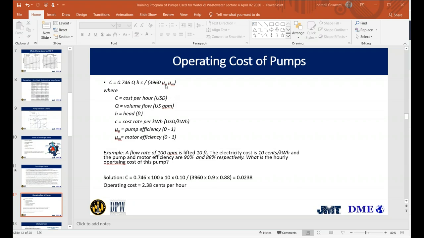The two efficiency numbers here relate to the motor efficiency and the pump efficiency, or you can have a combined efficiency number. So you can see right here with the numbers that we have in this example, 100 gallons per minute, head of 10 feet, electricity unit cost is 10 cents per kilowatt hour, and that gives you an operational power consumption cost of about 2.4 cents per hour.